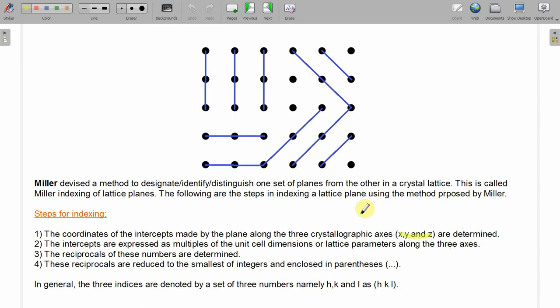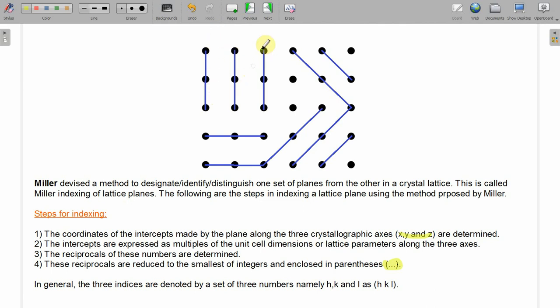Then the reciprocals of these numbers are taken. If the reciprocals are not whole numbers or integers, then we have to reduce them to the smallest set of integers and put them in a set of parentheses, and this notation is the Miller index of the given set of parallel planes.